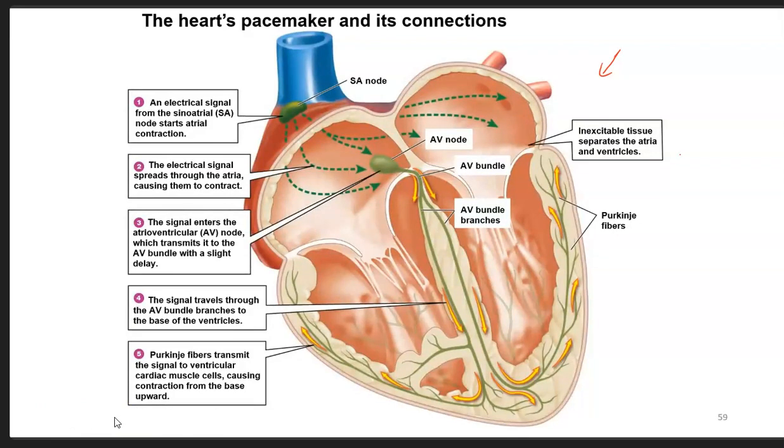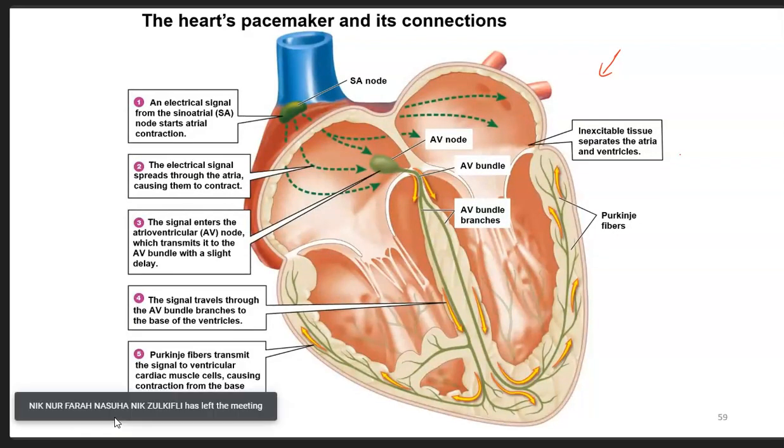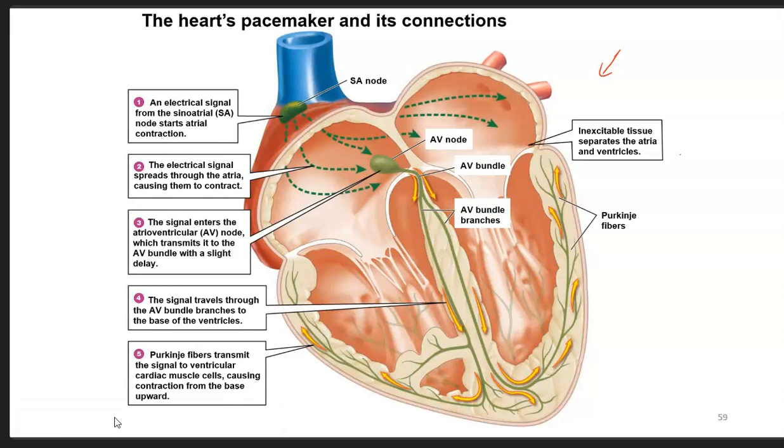So this is the whole heart diagram, the bigger picture. You have the heart, and it shows you the location of the SA node and also the AV node. From the AV node into the AV bundle, which is the bundle of His, and then the bundle branches, and then down into the apex of the heart, and then up to the Purkinje fibers. So that is the flow of the impulse.